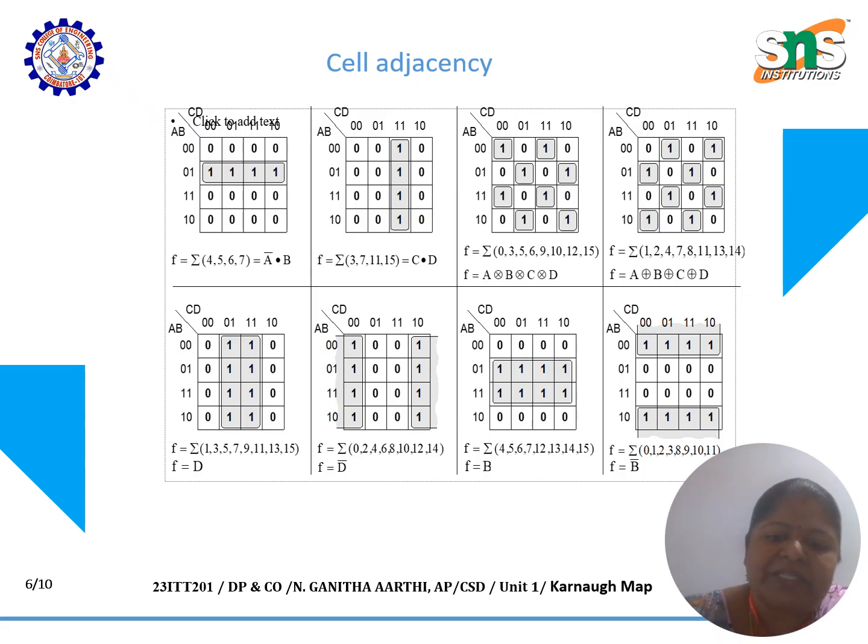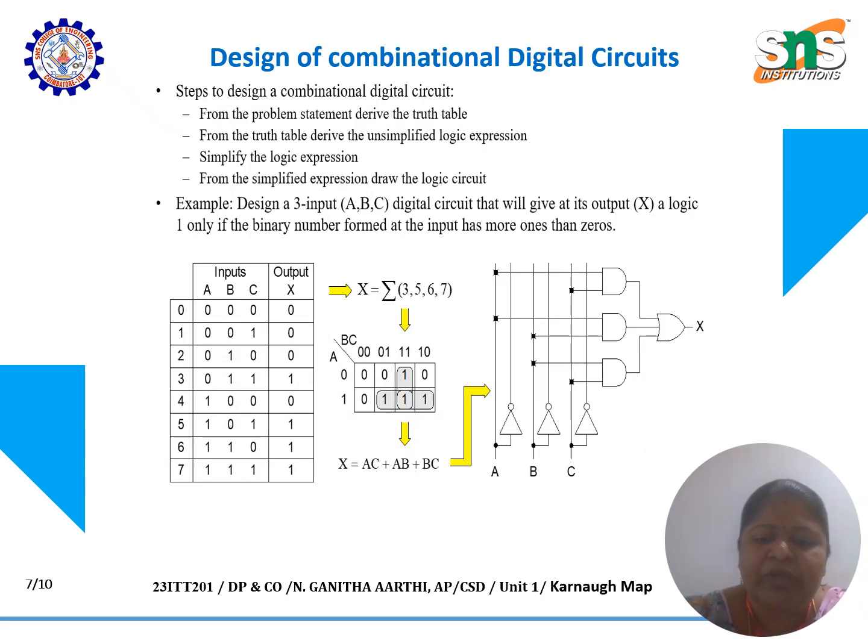In the next, the second row and the third row are adjacent, and we have ones in all the squares here, so we group them together. Similarly, we have grouped row 1 and row 4 since they are adjacent to each other. Likewise, the cell adjacency can be grouped to simplify the Boolean expression.